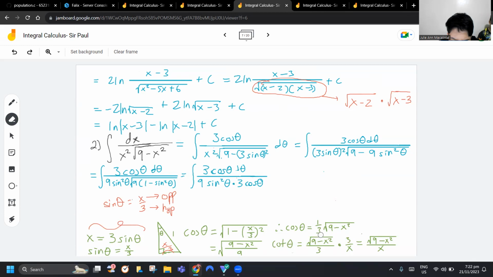So cotangent is just cosine over sine. So that's cotangent. And then this is the integral of the cosecant squared theta. That's negative cotangent, I think. Yes, see, so negative 1/9 cotangent theta. And then we just substitute this. Ta-da! Okay. So this is problem number 2, right?